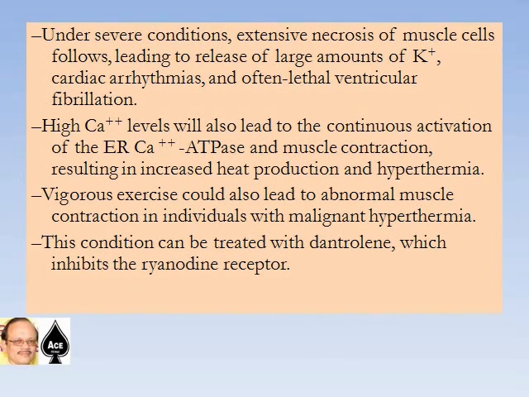Under severe conditions, extensive necrosis of muscle cells follows, leading to release of a large amount of potassium, then cardiac arrhythmia and often lethal ventricular fibrillation. High calcium level will also lead to the continuous activation of the endoplasmic reticulum calcium ATPase and muscle contraction, resulting in increased heat production and hyperthermia. Vigorous exercise could also lead to abnormal muscle contraction in individuals with malignant hyperthermia. This condition can be treated with dantrolene, which inhibits the ryanodine receptor.